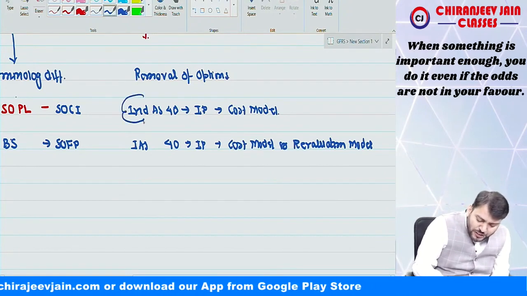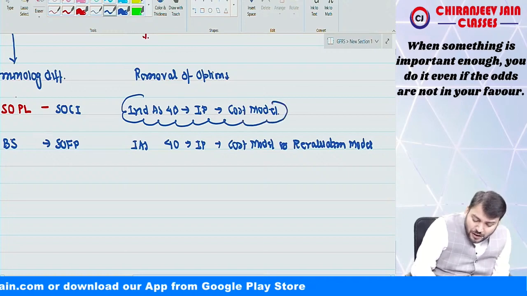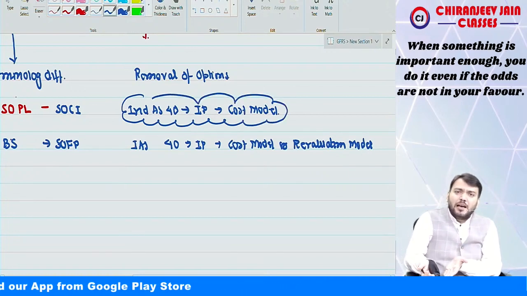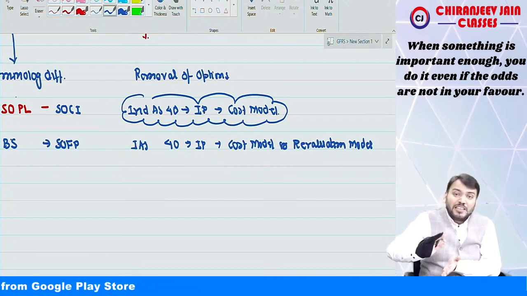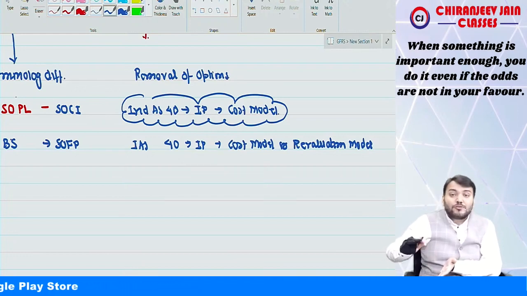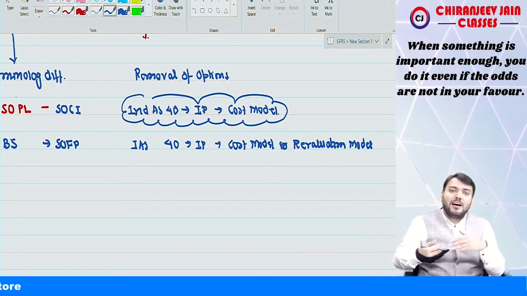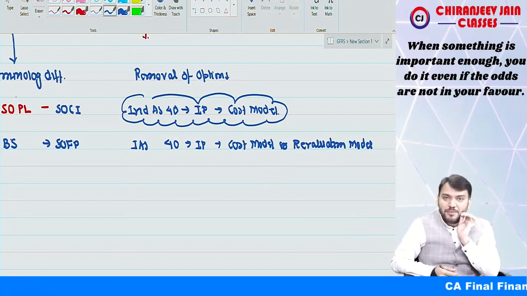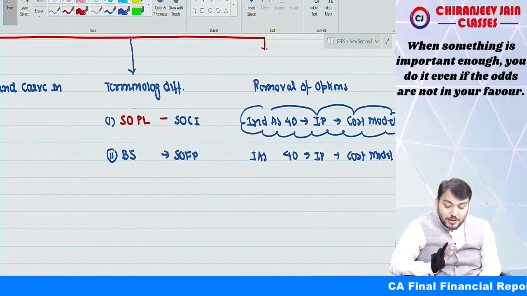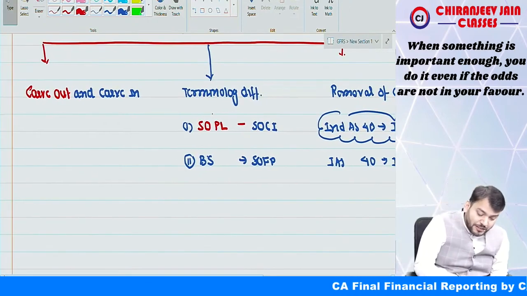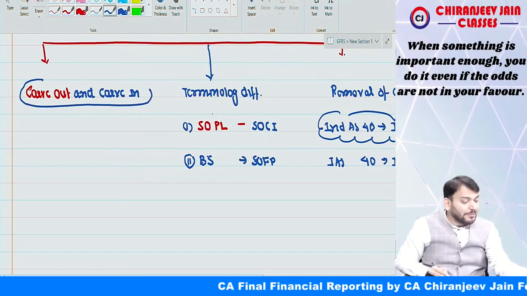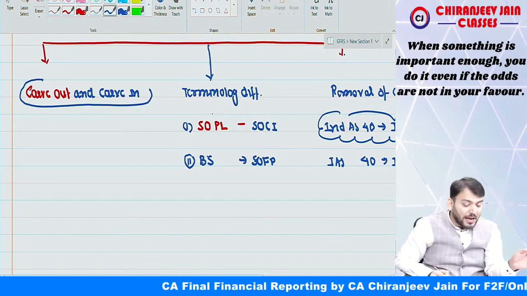But will this option which has been removed in India affect the accounting treatment? Means they have removed only the options. Internationally, you can use either the cost model or the revaluation model. In India they said only the cost model. You can use only the cost model for investment property. Correct? Understood. Means the major difference is what? This carve out and carve in. So what is carve out and carve in? That we need to understand.